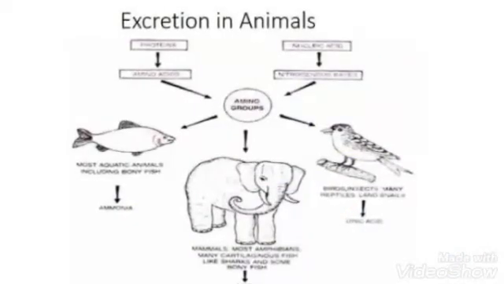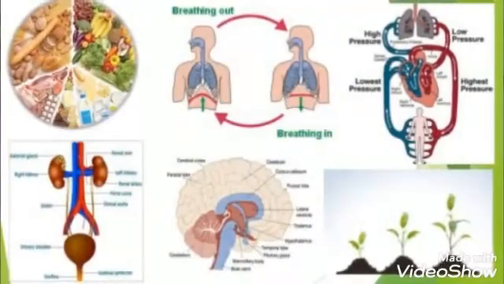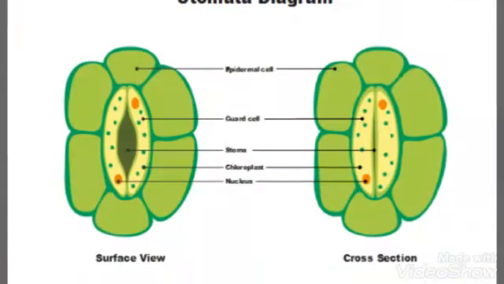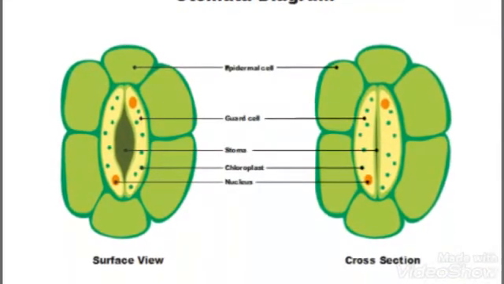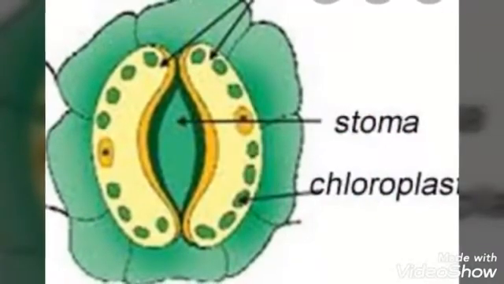Animals remove these wastes through urine and sweat. Carbon dioxide is also a waste product which animals excrete. Living things remove these waste materials by a process called excretion, but a non-living thing doesn't. Plants exchange gases through stomata.